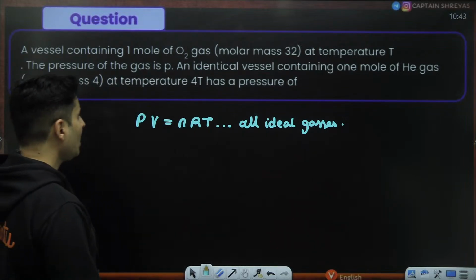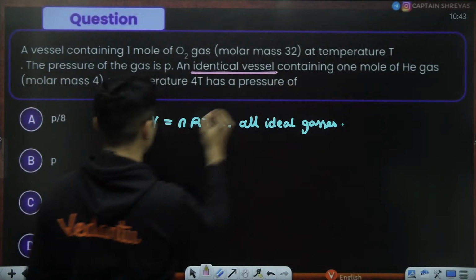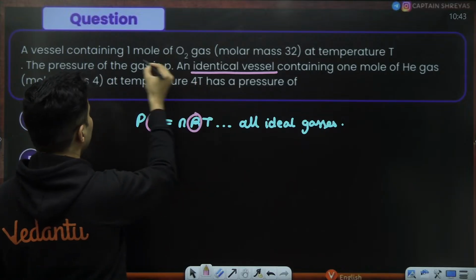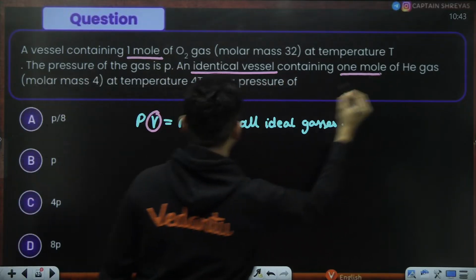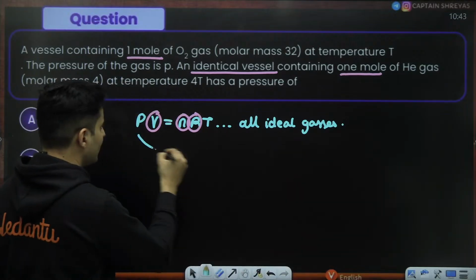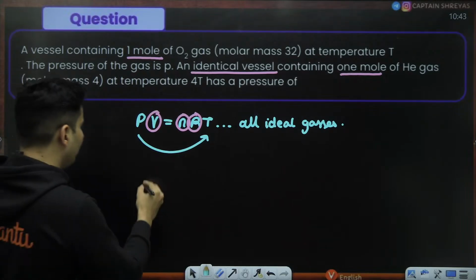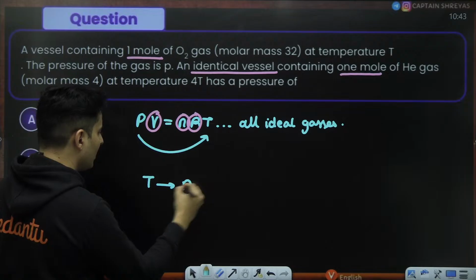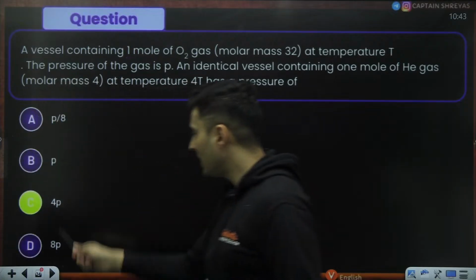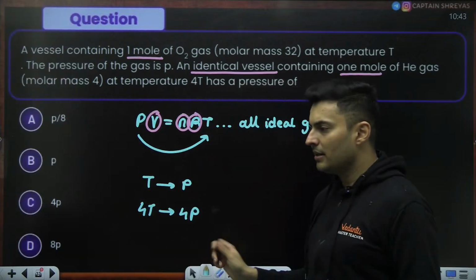Now, an identical vessel, this statement means that volume is constant, R is constant, this is 1 mole, this is also 1 mole, so the number of moles is also constant. This clearly tells me the pressure is directly proportional to temperature. So, if for temperature T, the pressure is P, for temperature 4T, the pressure will be 4 times P. Hence, the answer should be C, direct. Is that okay, guys? So, it was a very direct linear question.